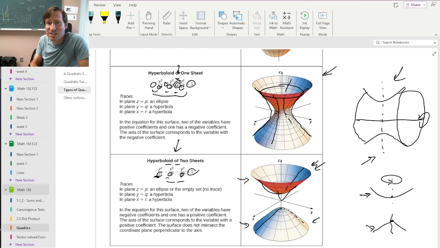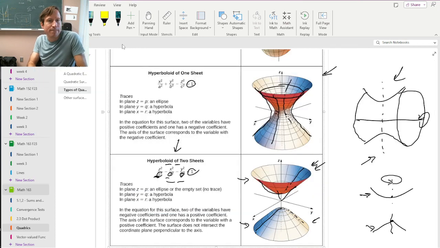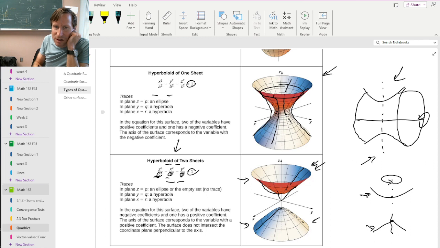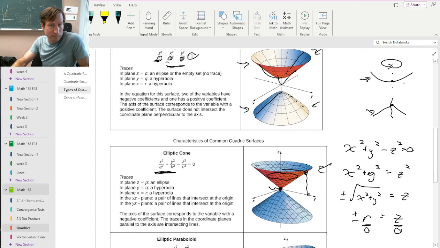But notice that if you just keep your eye on which terms have the pluses, the terms that have the same sign, so either plus and plus or minus and minus, that's the direction where you get elliptical cross sections. So if you know which way has the elliptical cross sections, it's straightforward to piece together which way the hyperboloid is going. And same thing for the cone.